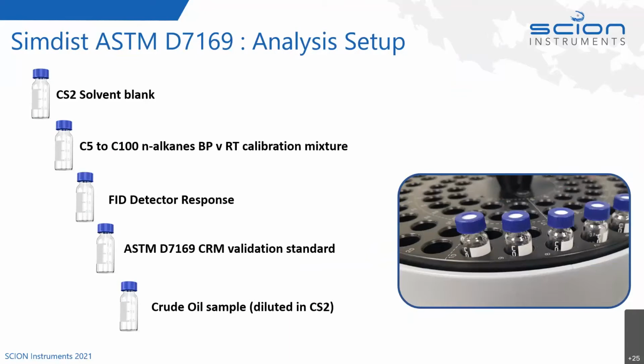Now, not all the sample may elute off the column. Some of the crude oils may not elute. So we'll run an FID detector response sample, and that will allow us to get an idea of the recovery of the sample from the GC. We can also run a validation standard. This is very useful. It allows us to validate the software and the hardware, making sure that we're getting good recoveries and good consensus values, and it gives us confidence that the instrument is actually performing. And then we can go and run our crude oil samples that have been diluted down into carbon disulfide for the GC analysis.